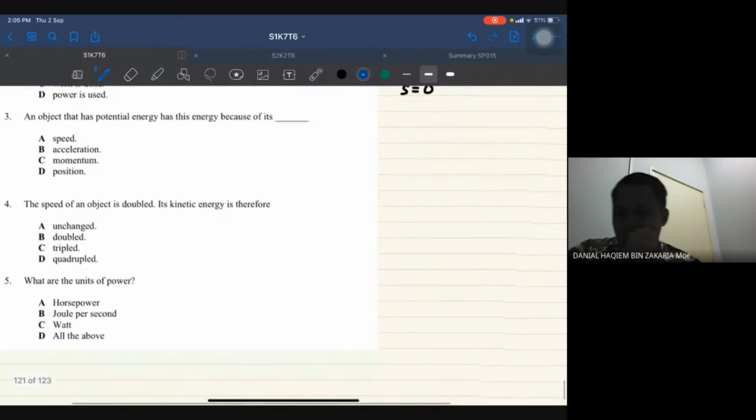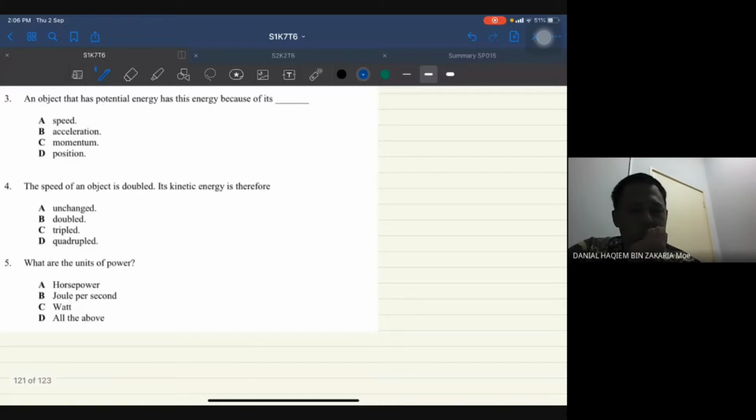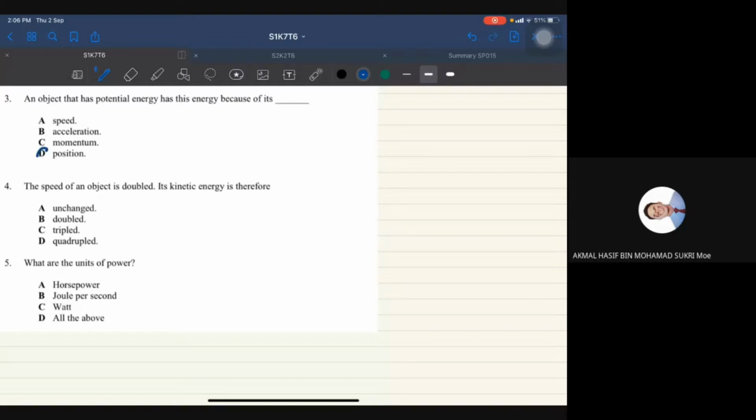Question number 3. An object that has potential energy has this energy because of its what? Position. Yes. This one actually comes from the definition. Potential energy depends on position. Even with elastic potential energy, it depends on the position, meaning where it is stretched or compressed.